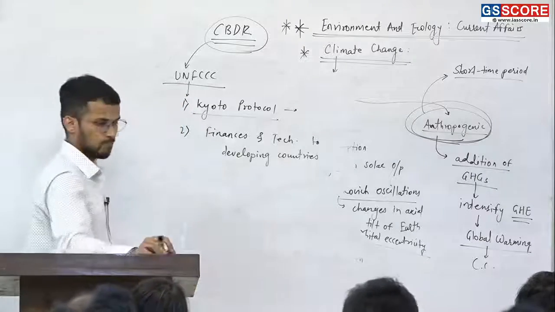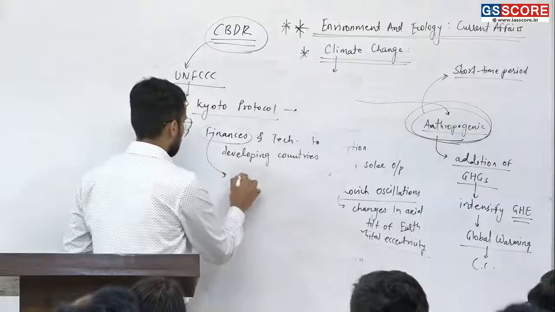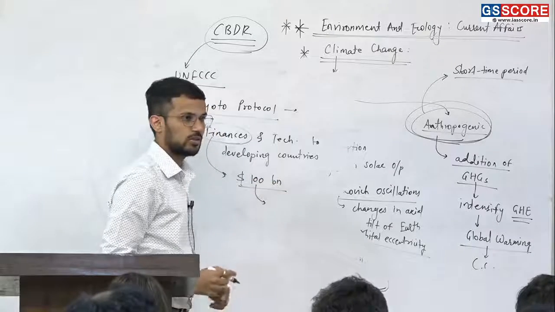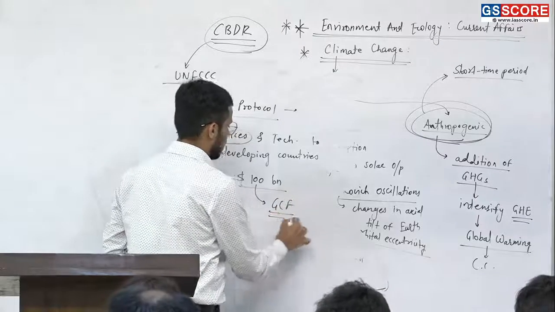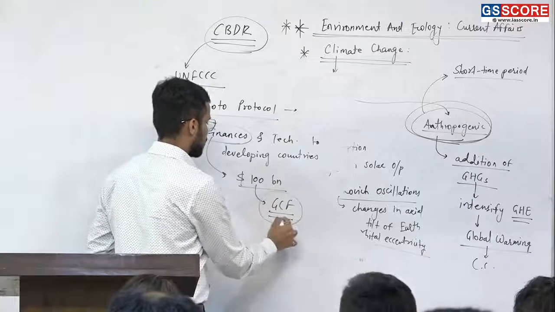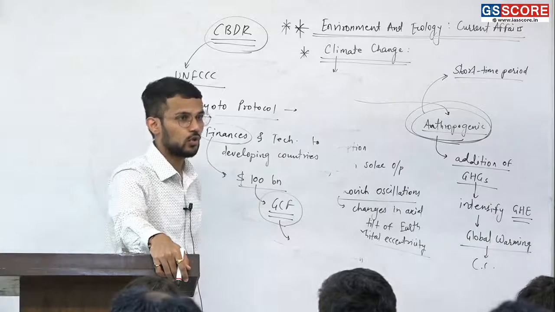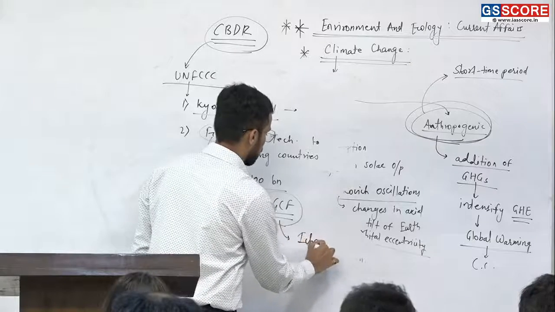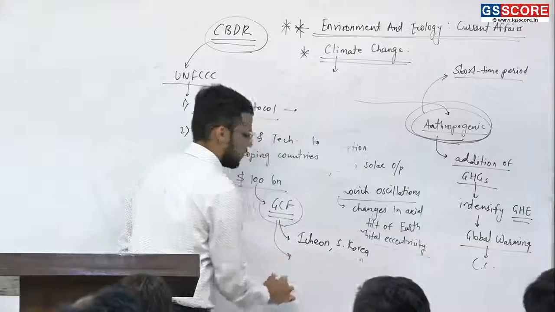And how much have they promised? $100 billion per year, and this will be deposited in the Green Climate Fund. So we have discussed the Green Climate Fund, GCF. It is headquartered at Incheon, South Korea.